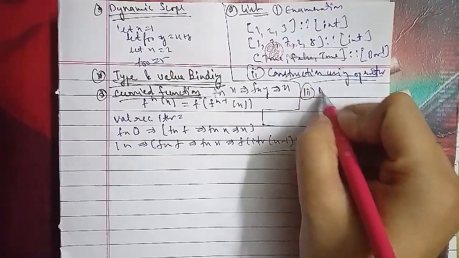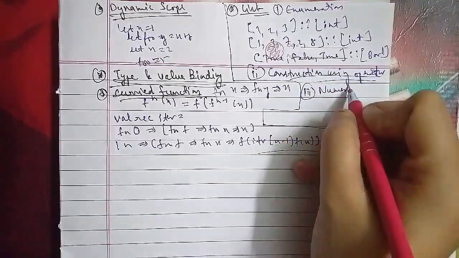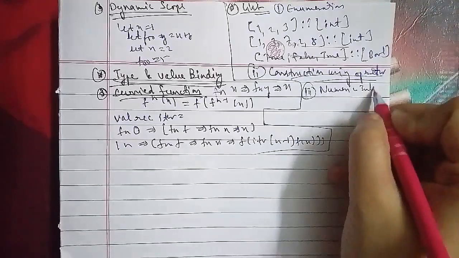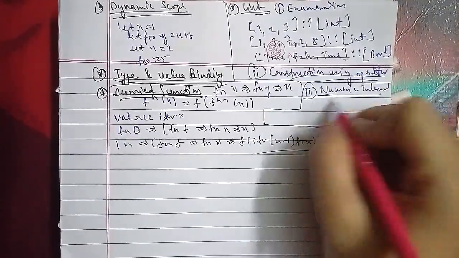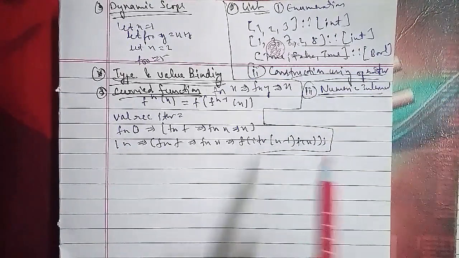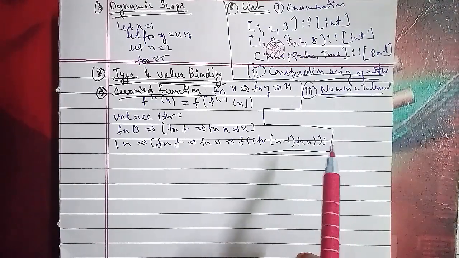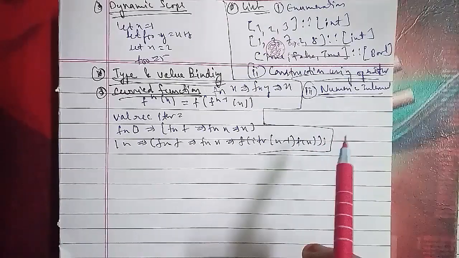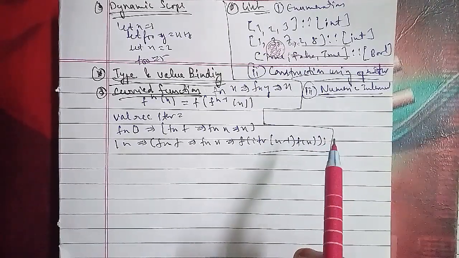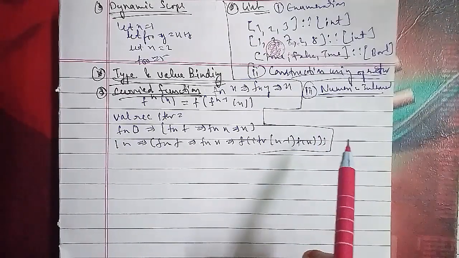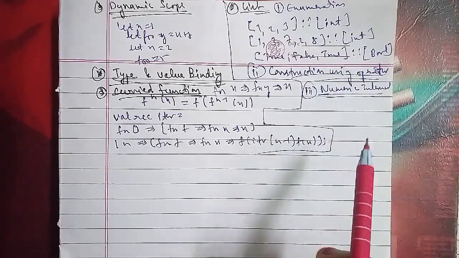The third is the numeric interval. The third way to construct a list is with interval notation, using two expressions with dots between them and square brackets surrounding them.